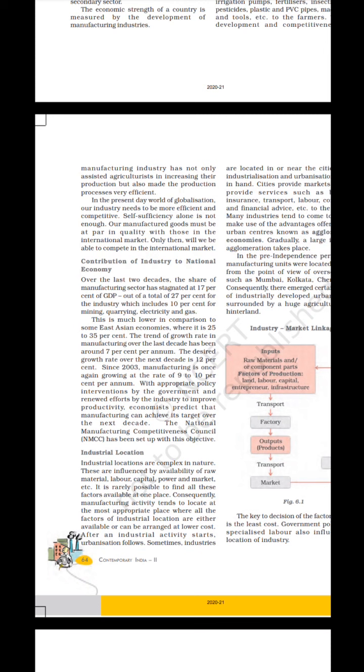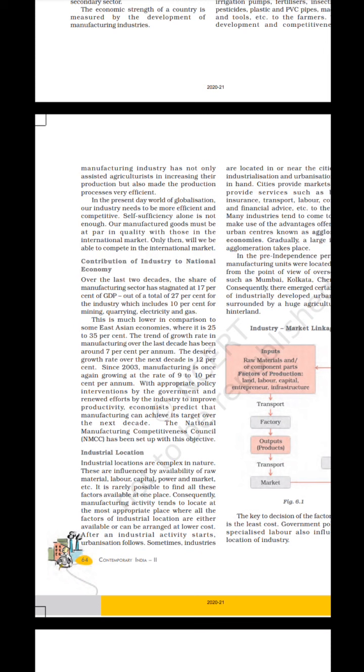After an industrial activity starts, urbanization follows. Sometimes industries are located in or near the cities, thus, industrialization and urbanization go hand in hand. Cities provide markets and also provide services such as banking, insurance, transport, labor, consultants, and financial advice, etc., to the industry. Many industries tend to come together to make use of the advantages offered by the urban centers known as agglomeration economies. Gradually, a large industrial agglomeration takes place.